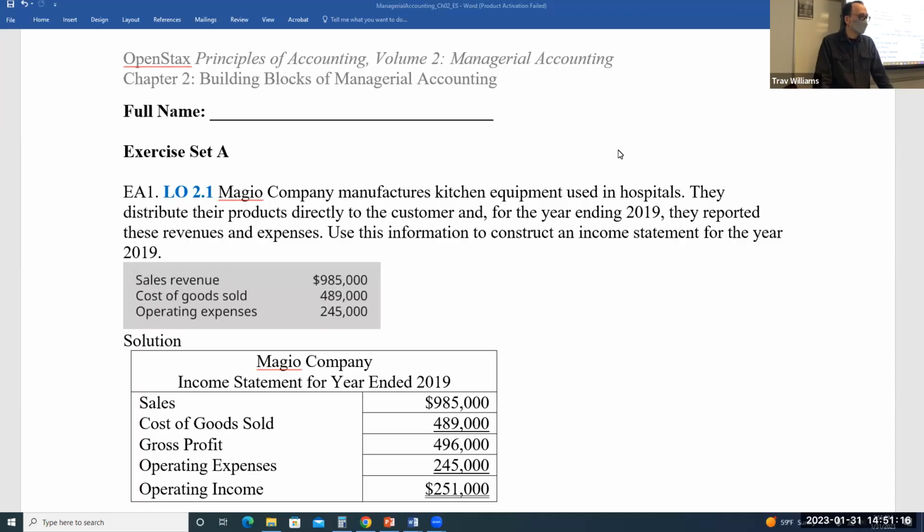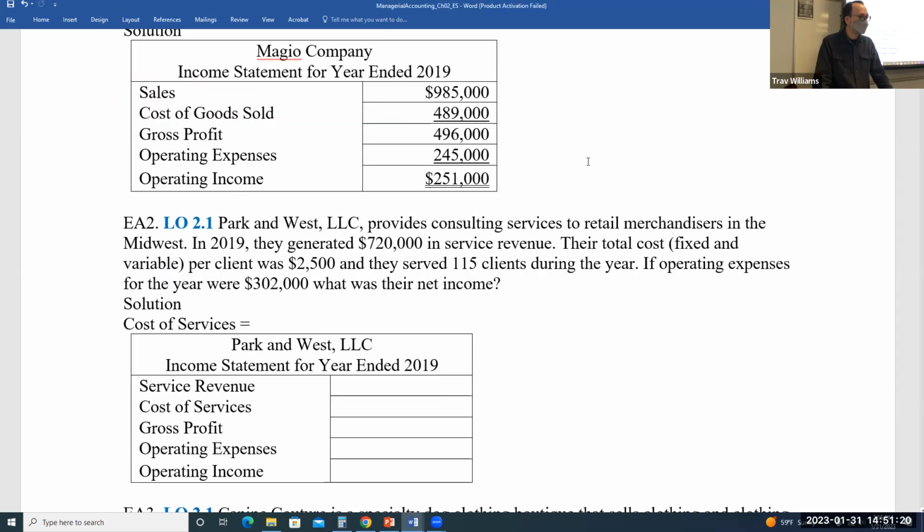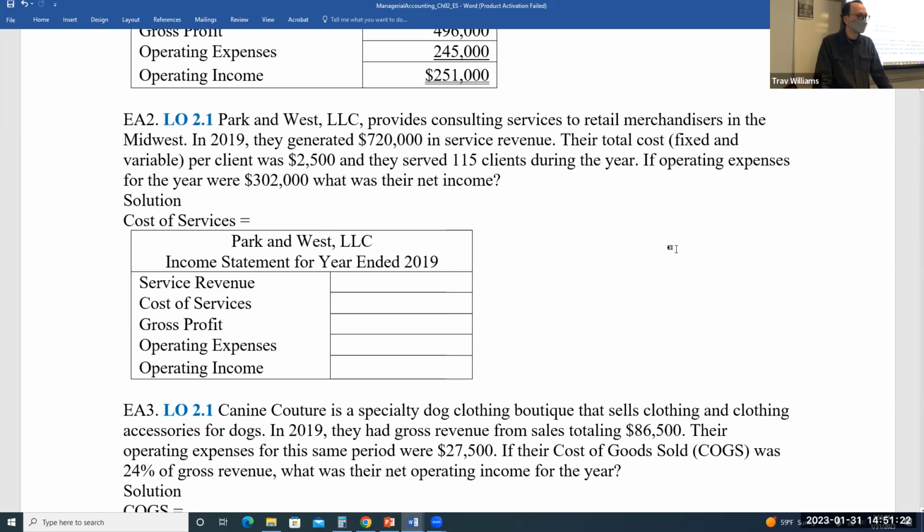Okay, we've done exercise 1 here for chapter 2. We're going to go on to exercise 2. And in this one, basically, we're just making an income statement. We see the company had $720,000 in service revenue. So we're going to put that here for revenue.